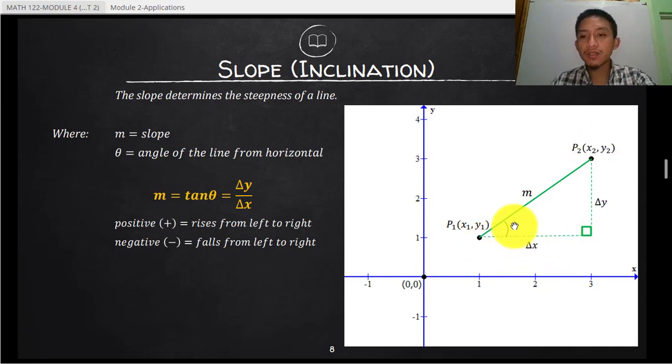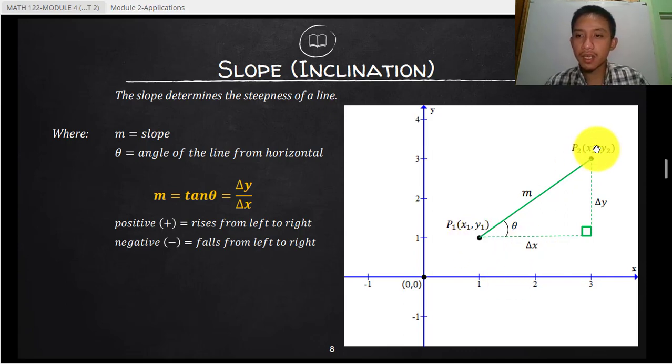Or if you want to make use of the angle from the horizontal, let's say that is your theta there, making use of your right triangle again. If that is your theta, I want to relate that with your delta y, delta x. That delta y is the opposite and that delta x is the adjacent. So what is opposite over adjacent? That is tangent. So tangent theta is delta y over delta x. Therefore, there are two ways to get your slope.